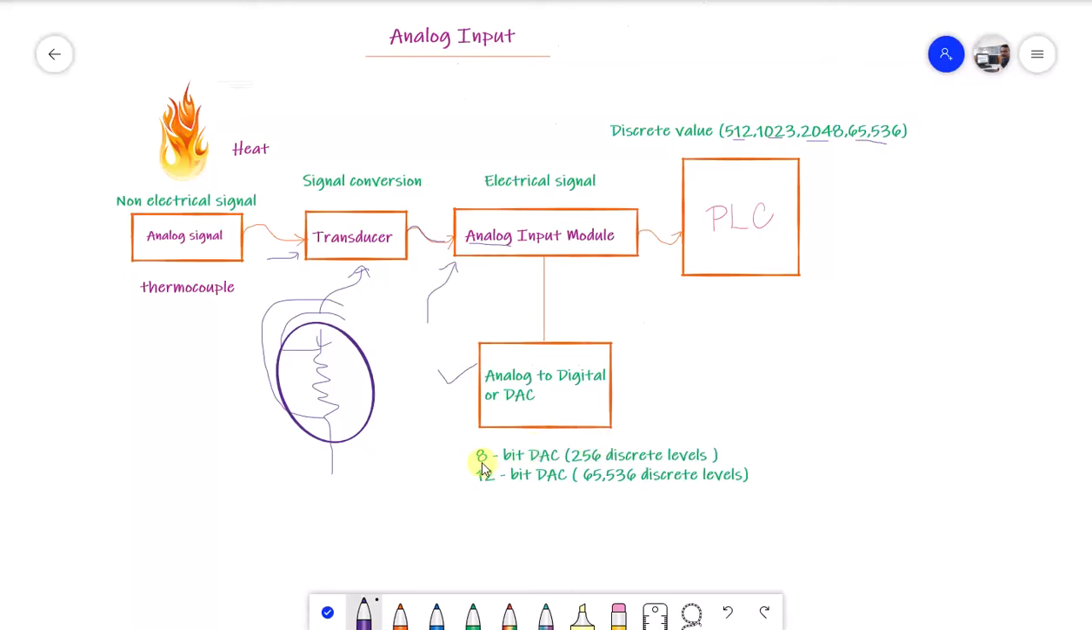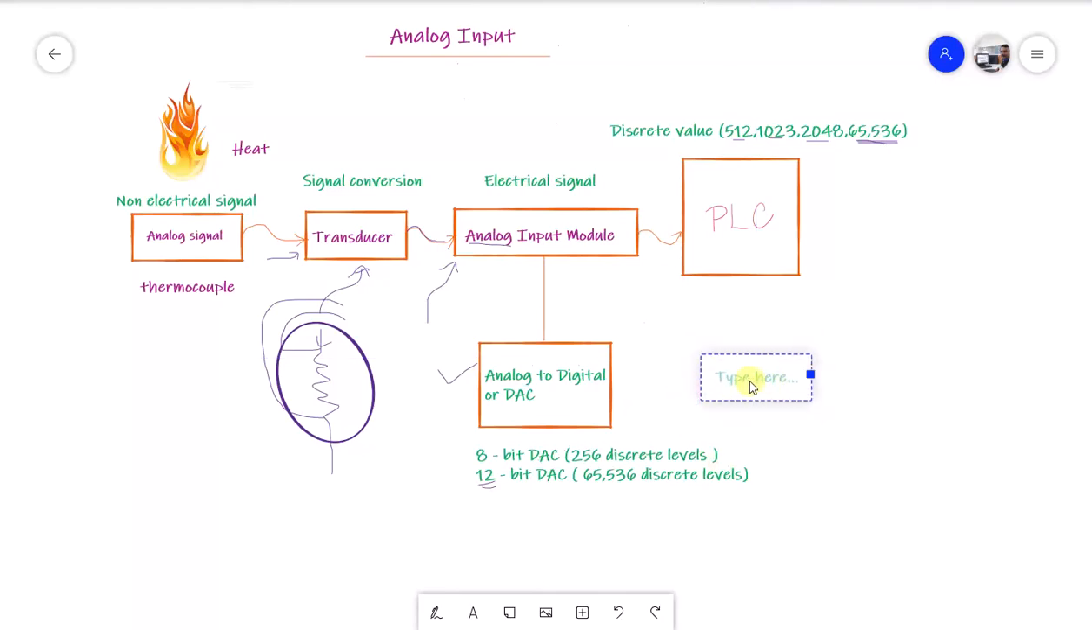And this analog module comes with different bit resolutions: 8-bit DAC, 12-bit DAC, 10-bit DAC. DAC means digital to analog converter. If you have a 12-bit DAC, your resolution is 65,536. As the resolution value increases, you will read the smallest change in the process parameter. Okay, I will give an example here.